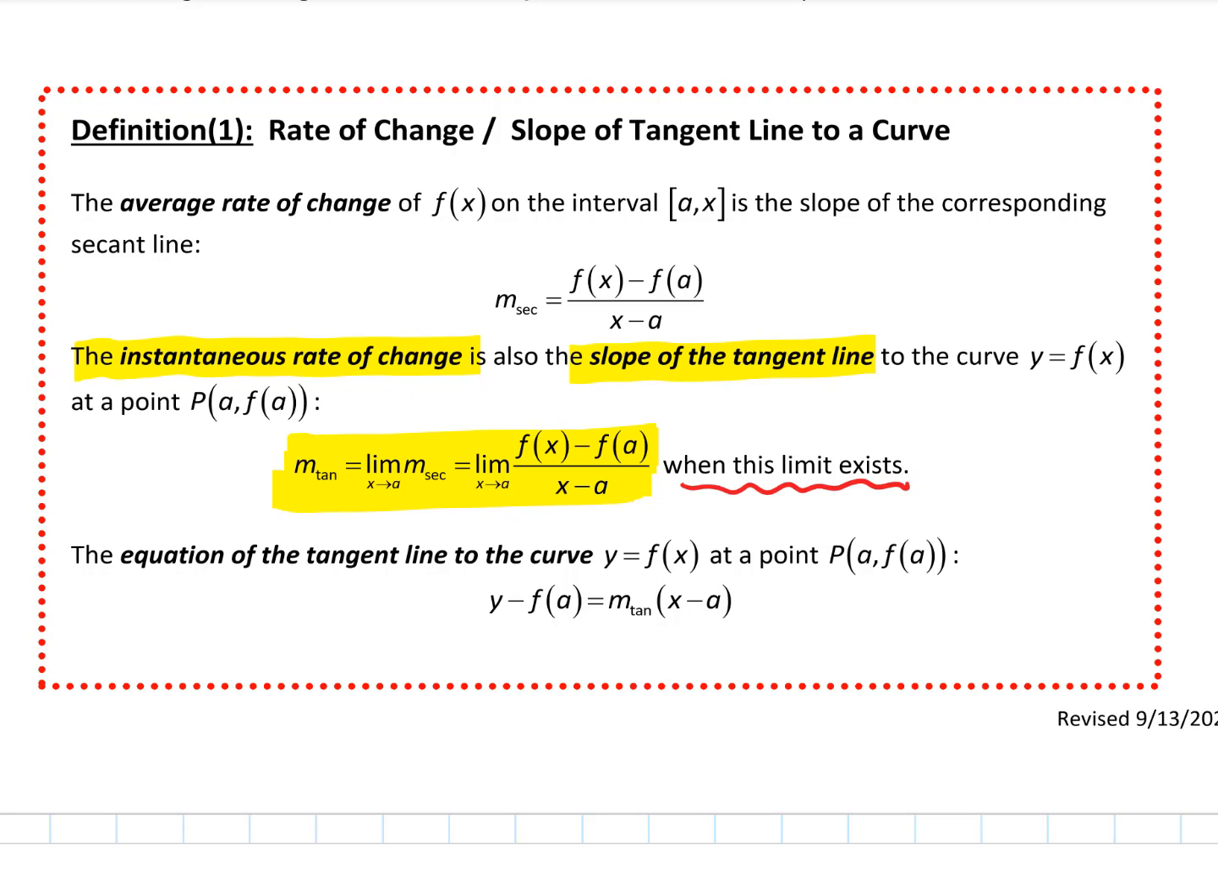Now, this piece down here is algebra, because once you know the slope, you can find the equation of a line. So here is the equation, but finding the equation just involves some algebra. So finding the actual equation of a tangent line, once you have the slope, is algebra.